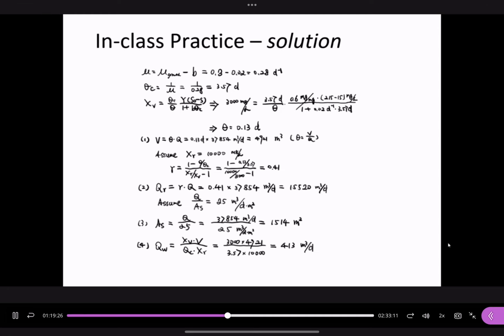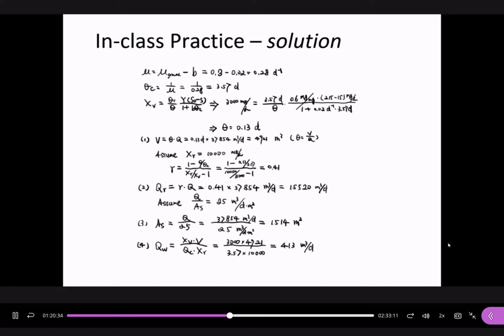Right. So the first step, theta C. Did you get theta C? You see that theta C is 1 over mu, and mu is mu gross minus B. Right? And then we could get theta. It's from XV. You have S0, S, Y, B, X, theta C. Therefore, you can solve theta. Right? Theta is 0.13 day. Of course, if you have theta, you can solve V, volume. All right, volume of the aeration tank.